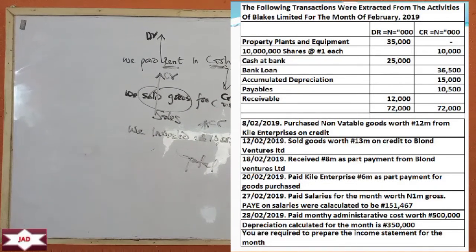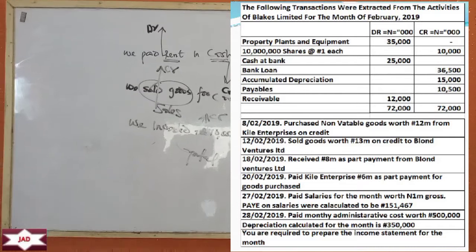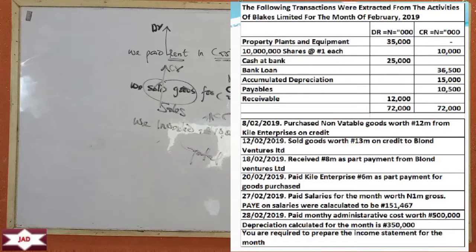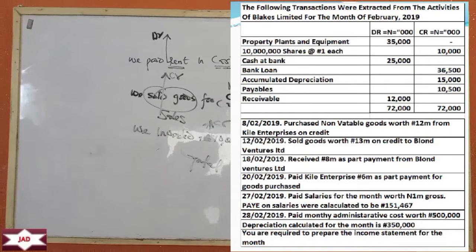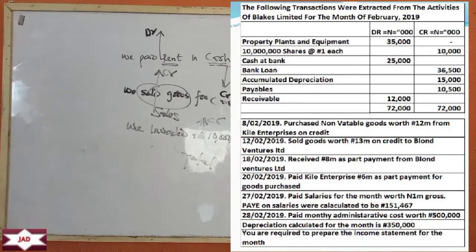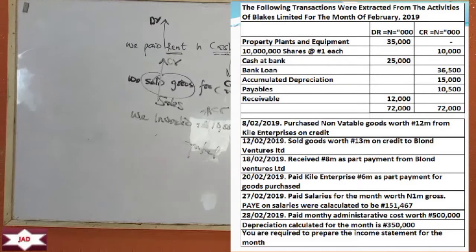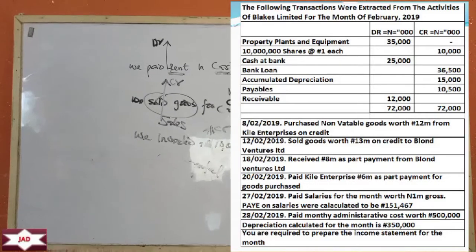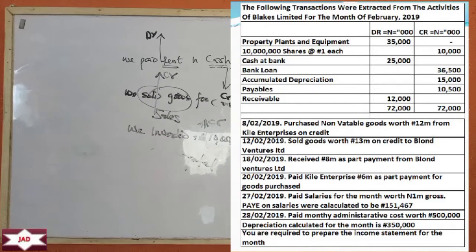So I can see a trial balance here. Of course, this is more like an opening entry, or what has happened before, and this is the position before now. So I can see property, plant and equipment, share capital, cash at bank, bank loan, accumulated depreciation, payables, receivables, all right?